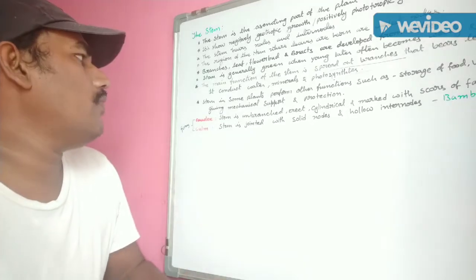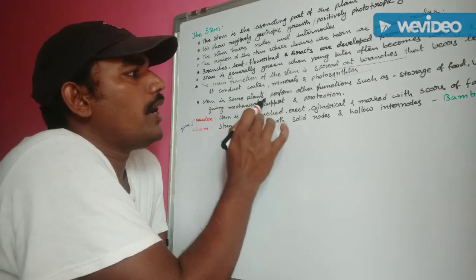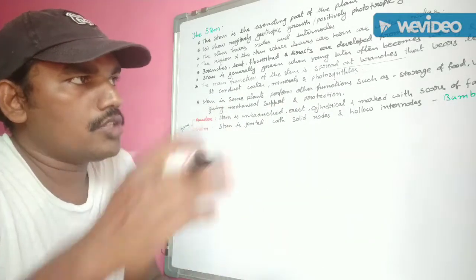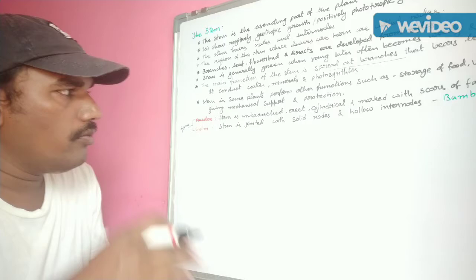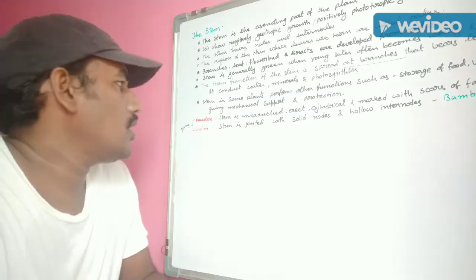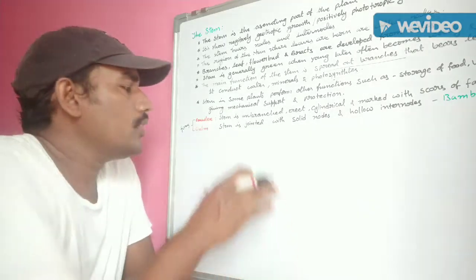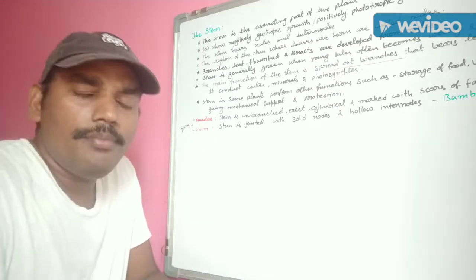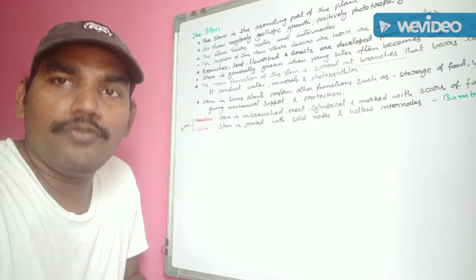So, the stem in some plants performs some other functions such as storage of food material, vegetative propagation, giving mechanical support and protection. Let us discuss one by one, beginning with the forms of the stem. Okay. The stem is mainly of two forms.